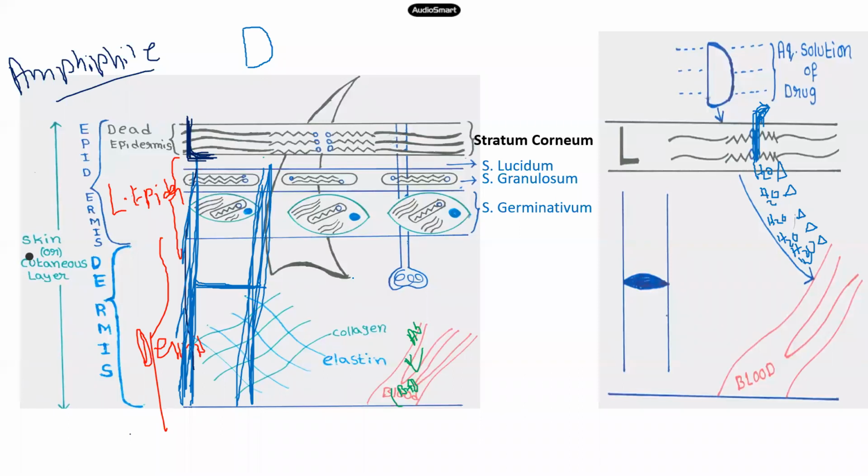Yes, Gaurav, exactly. Otherwise, if the door is completely opened, then the group of members will enter the home at a time. How many members will enter into home will be decided by the stratum corneum. That's why the stratum corneum is called a rate limiting barrier.